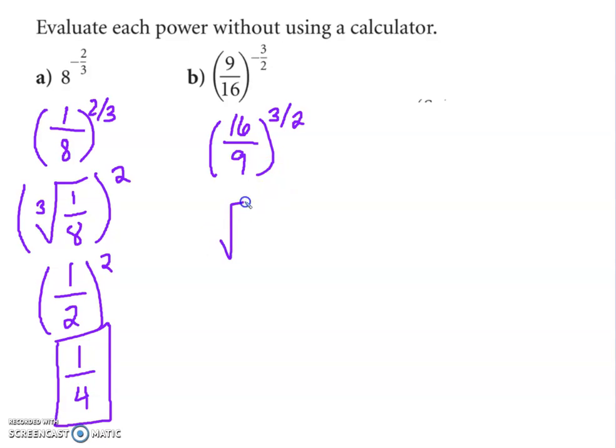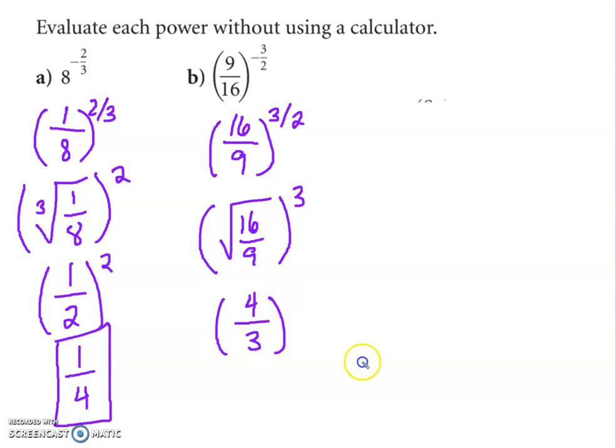We want to find the square root of 16 divided by 9 and then raise that to the power of 3. So the square root of 16 is 4 and the square root of 9 is 3, raised to the power of 3. So we'll end up with 4 to the power of 3, which is 64, and 3 to the power of 3, which is 27.